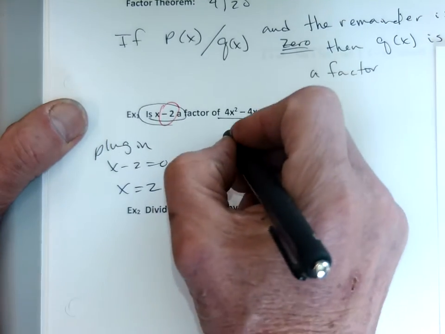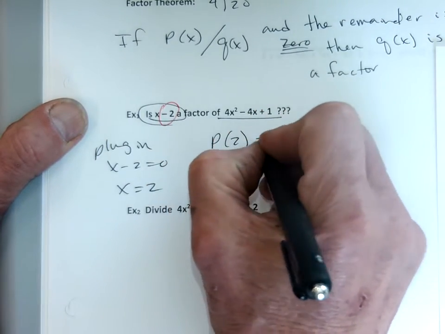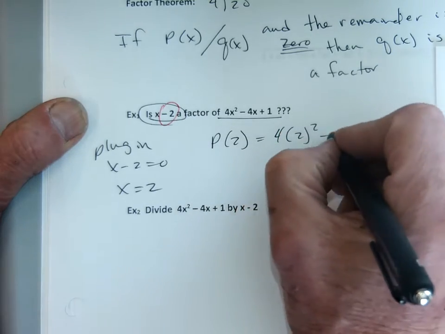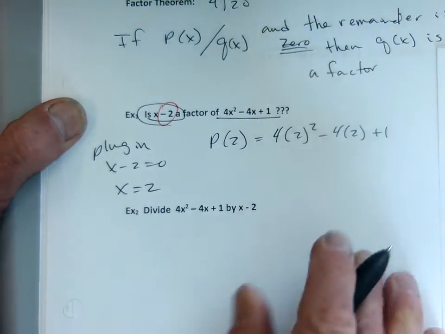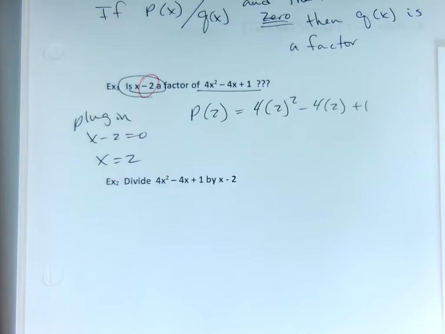So I'm going to go p of 2 is 4 times 2 squared minus 4 times 2 plus 1. I'll stop and slow down because I really want you to understand what I'm saying. Huge concept. If x minus 2 goes in evenly, we could divide it and find out the remainder. My remainder theorem, or my synthetic substitution, says if I plug it in, I'll get the remainder. So let's plug it in.